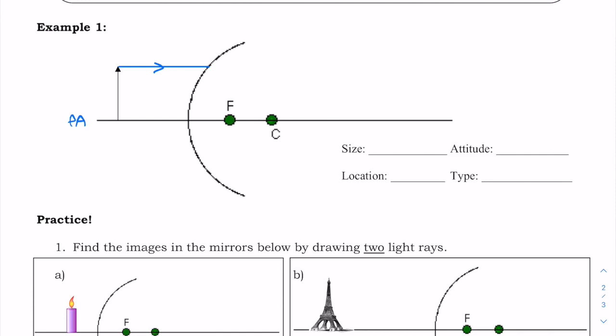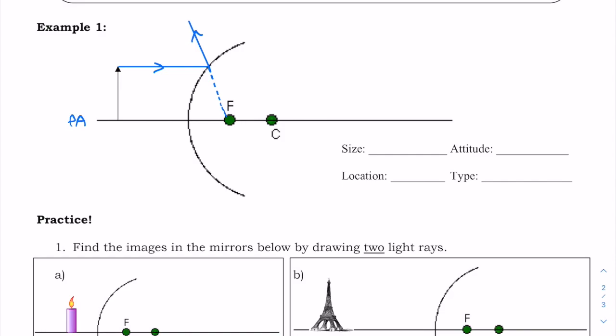So that ray of light is going to reflect away, but appear like it came from the focal point. To help you draw this, you can draw a dotted line that goes from the location where the ray of light hit the mirror to the focal point, and just draw an extended line away like so. All right, so that's the first ray of light.